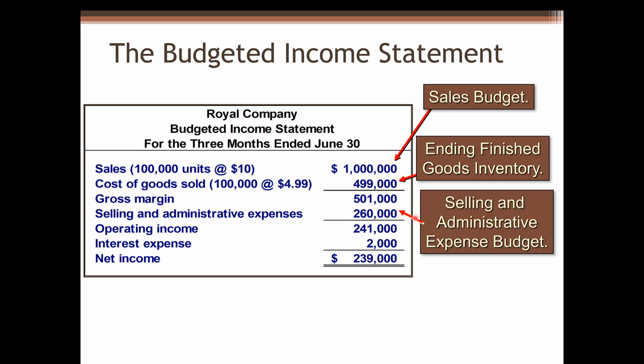Selling and administrative expenses, the number here is from selling and administrative expense budget. And we subtract 260,000 from 501,000, and then we can get operating income 241,000. And then minus interest expense, which is from cash budget, and then we can get net income 239,000. So this is budgeted income statement for Roll-Year company.